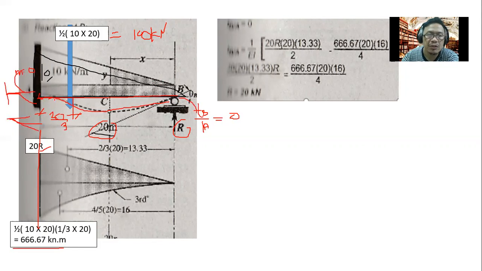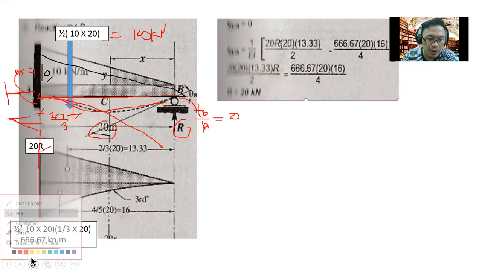Pero pagka cantilever, meron siyang deviation. Kasi pagka cantilever, gaganon lang yan papunta dito. Ito yung elastic curve. Okay? So, pero pagka prop, 0 yan. And then, from here, makakapag-compute na tayo ng reaction. First, we have just to calculate this one.